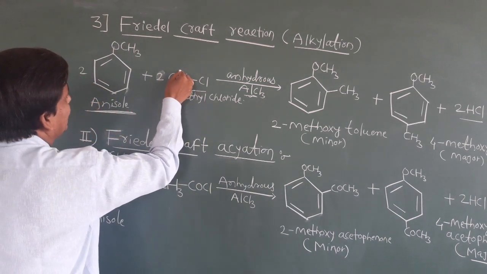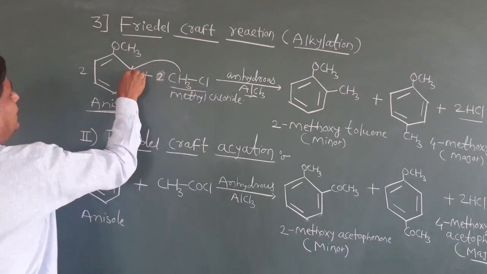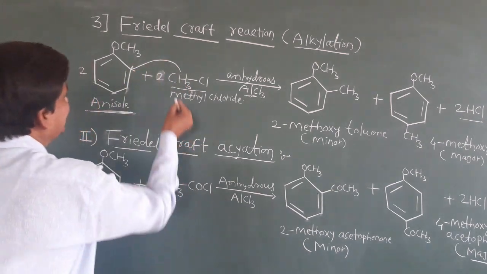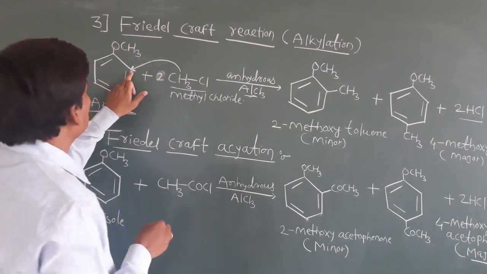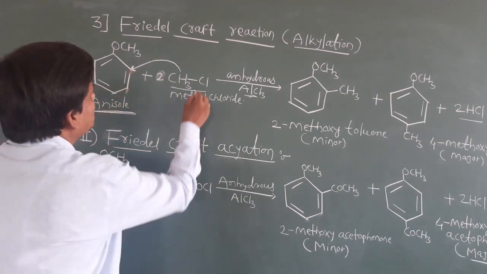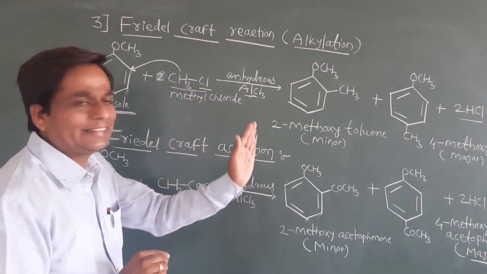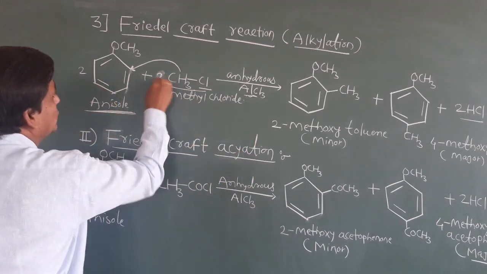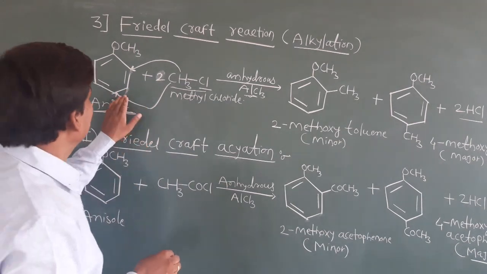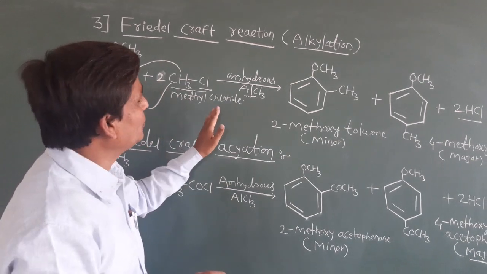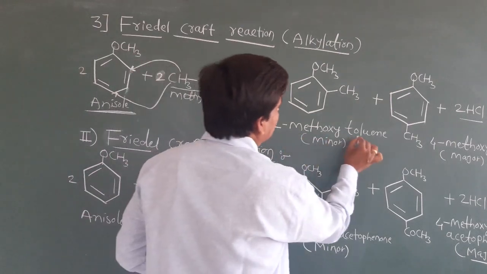So this alkyl group is going to attach at the ortho and para positions. When this CH3 is attached here at the ortho position, the hydrogen is removed from here. That removed hydrogen and one Cl means HCl will be removed. Here we have taken it two times already. Again CH3 is going to attach at the para position, and again HCl will be removed. Means we will get 2-methoxy-toluene.